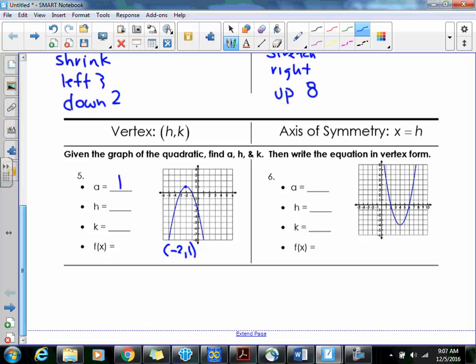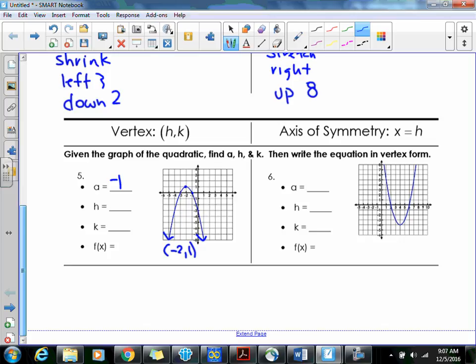So in order to get to this point right here, I would have to go down 1 over 1, okay? So that's going to be -1. And that makes sense because the parabola opens downward. So this number has to be negative, all right?